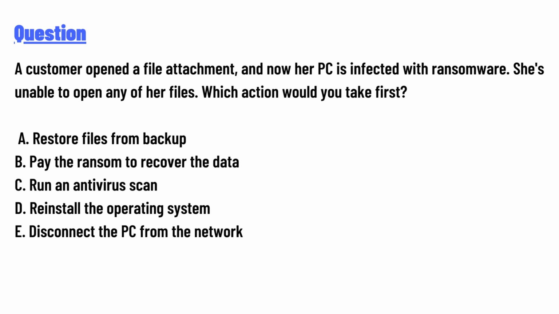Option A: restore files from backup. Option B: pay the ransom, recover the data. Option C: run an antivirus scan. Option D: reinstall the operating system. Option E: disconnect the PC from the network.